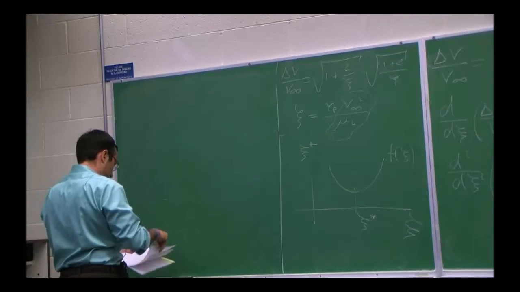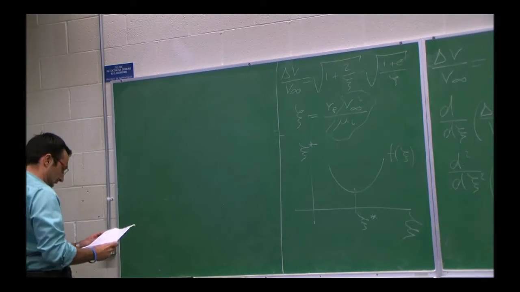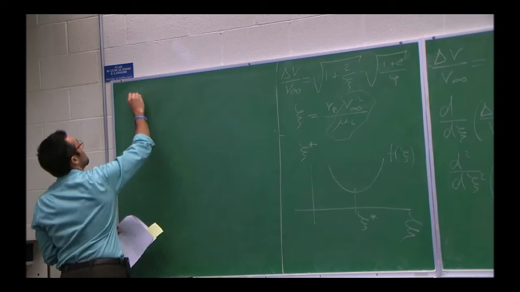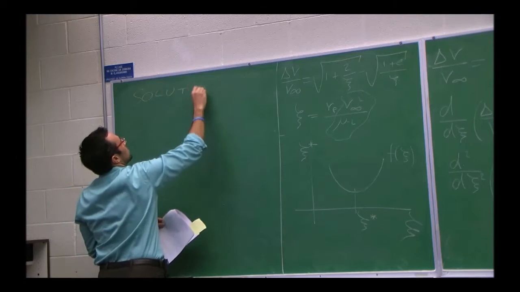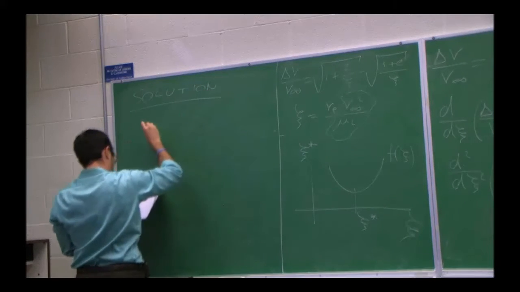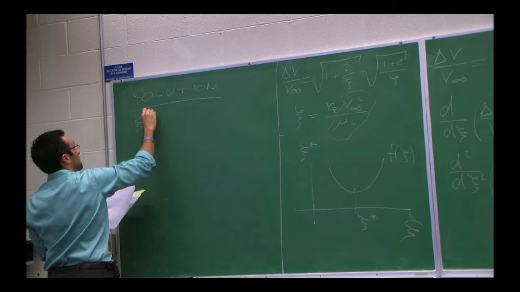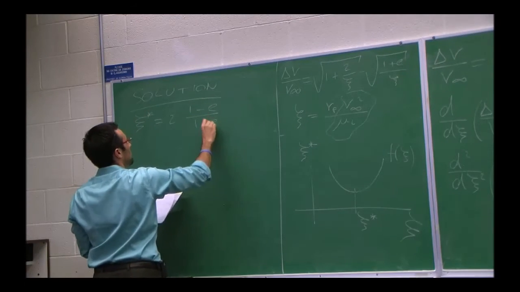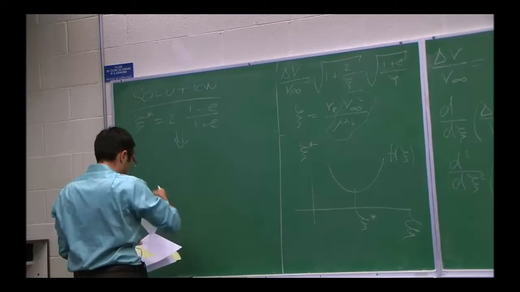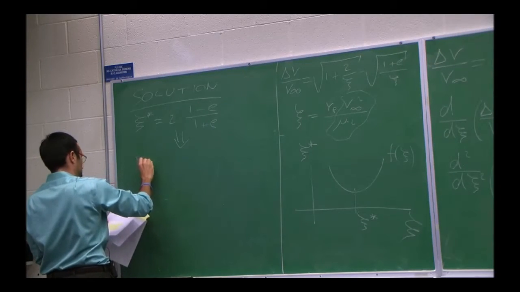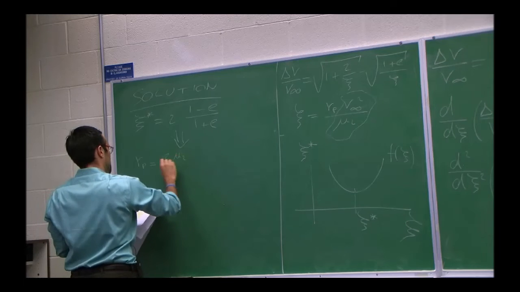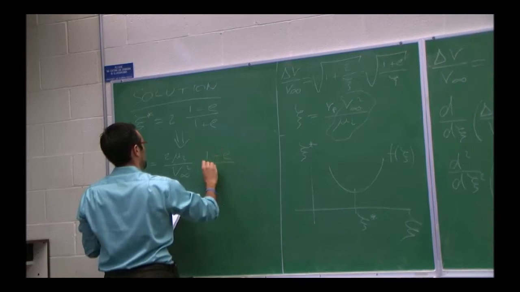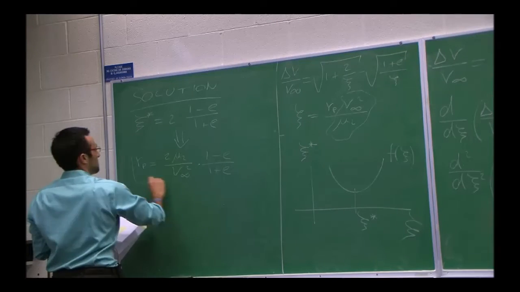So the best choice is to go into a capture orbit that has, let's see, well, the solution is going to look like this. The epsilon star is 2 times (1 minus e) over (1 plus e), which, if you go back to the definition of epsilon star, is going to give you the radius at perigee that you need to target. So that's your radius at perigee.